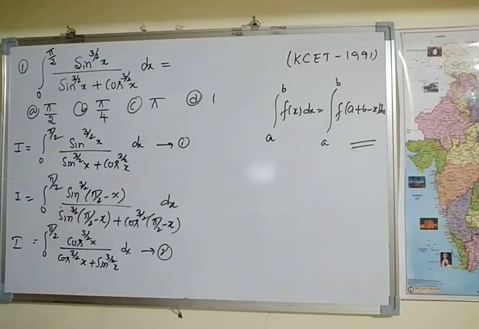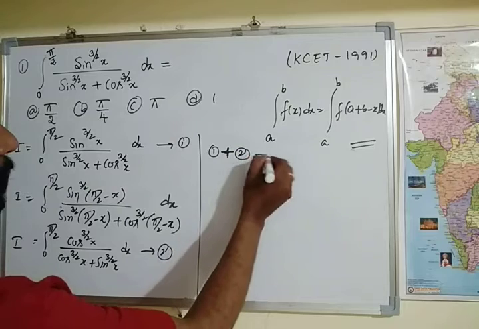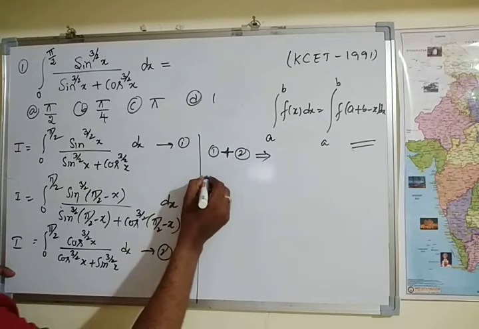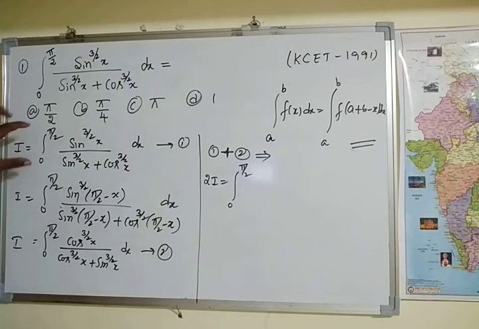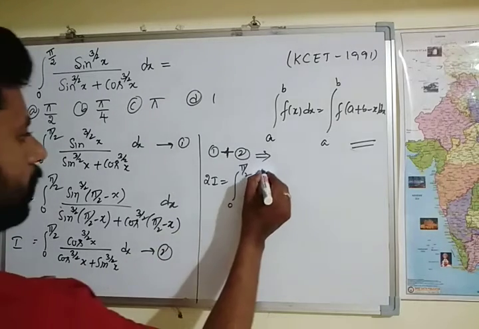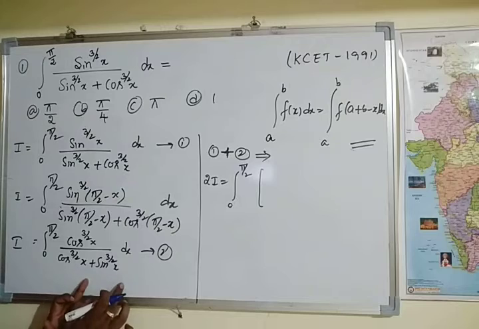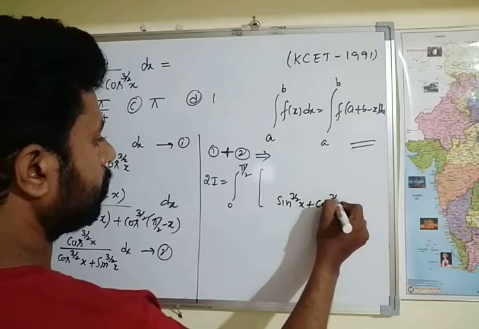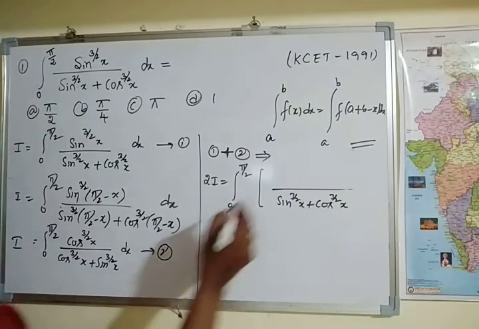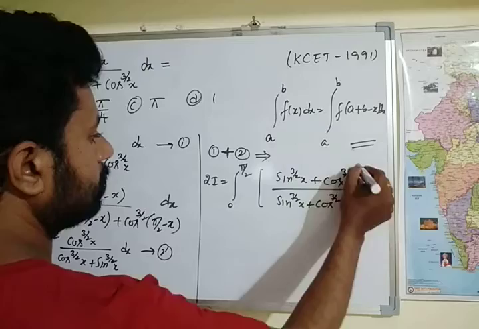Now adding 1 and 2, I plus I, left hand side we get 2I, is equal to the integral of 0 to pi by 2. Here we have 0 to pi by 2, here also we have 0 to pi by 2, so we can take it common. The denominator is the same: sine to the power 3 by 2 x plus cos to the power 3 by 2 x. The numerator is sine to the power 3 by 2 x plus cos to the power 3 by 2 x, dx.